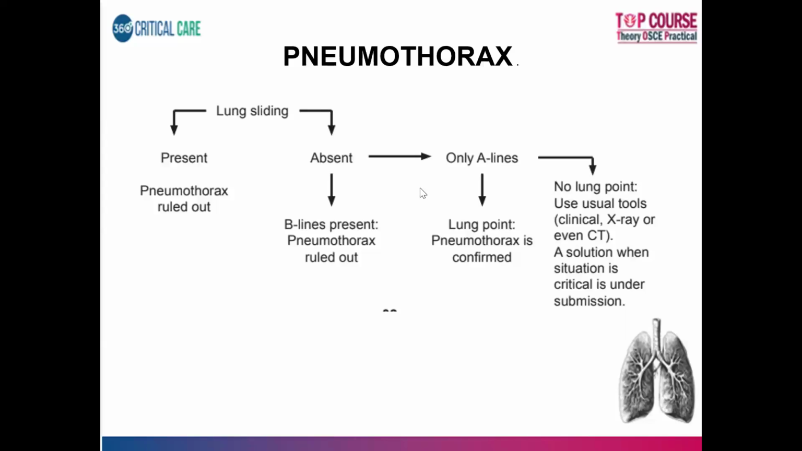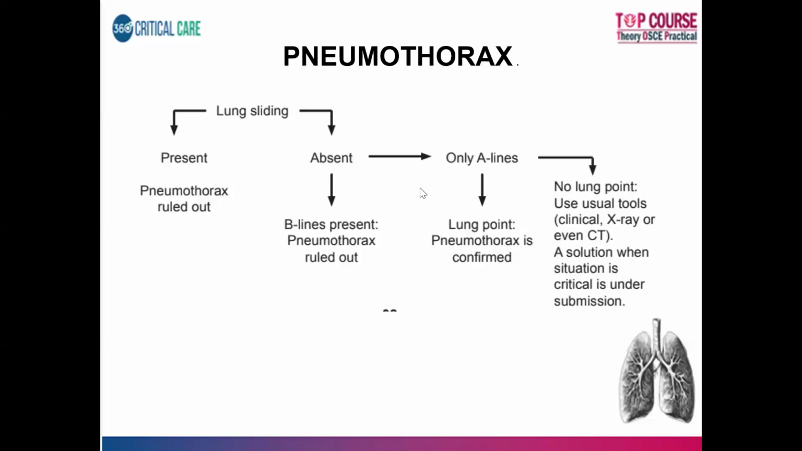For now, you understand, whenever you're thinking of a pneumothorax, look at lung sliding first. If there is lung sliding present, if there are A lines with or without B lines, then it is a normal lung. But if there is no lung sliding, but there are B lines, again think of any other pathology apart from pneumothorax. But if there is no lung sliding, but there are A lines, then you have to think there is a possibility of a pneumothorax.